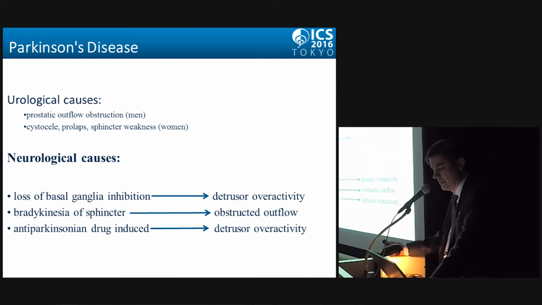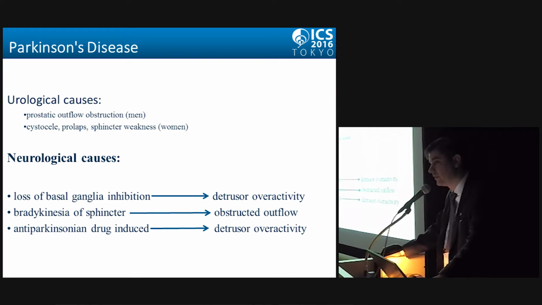We know that the lower urinary tract dysfunction in these patients may be related to the neurological disease, but as Thomas mentioned before, we should think about urological causes for the lower urinary tract dysfunction. These patients may present with the neurological disease at a later stage of life, and it's not uncommon for these patients to also present with BPH, prostate enlargement, and for women we should exclude cystocele, prolapse, and other causes of urinary incontinence.